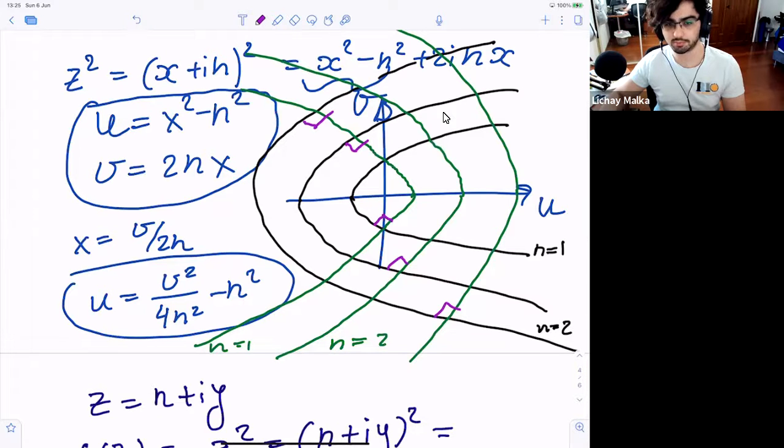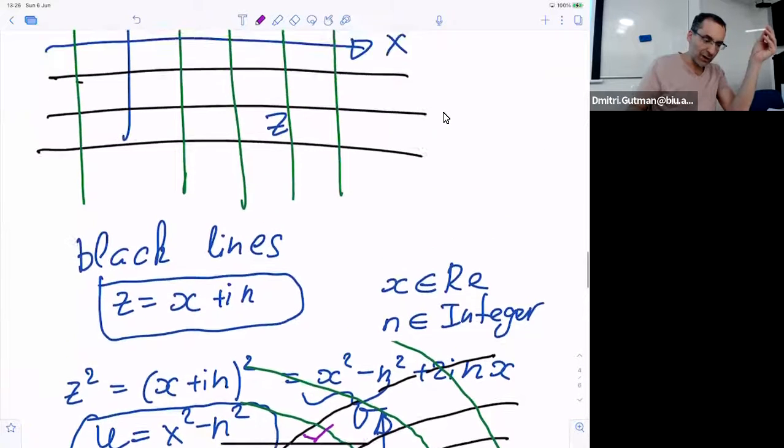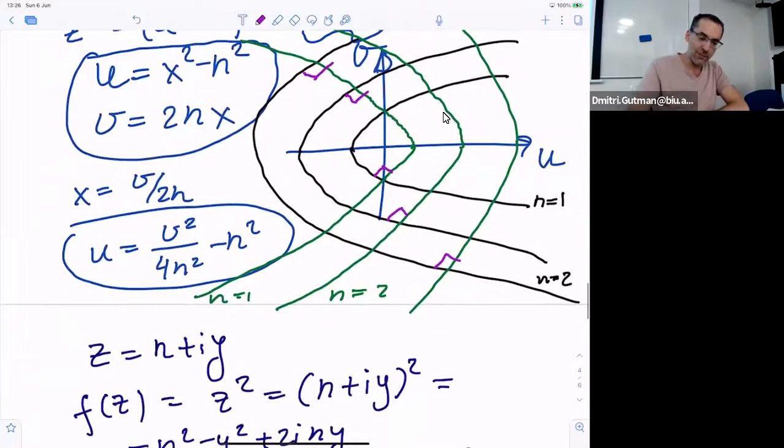Right angles. They must be perpendicular. They must be 90 degrees, because if the transformation is conformal, the angles must be preserved. So if in the original plane the angle between the green and black lines was 90 degrees, it must be so in this transformed situation. So this is what preservation of angles means.